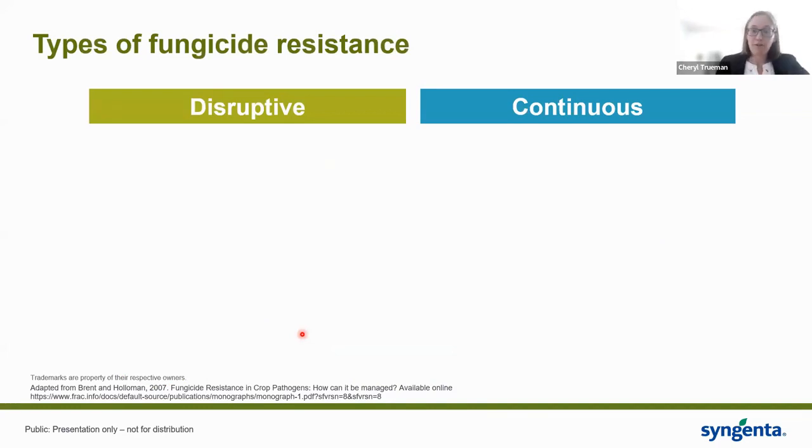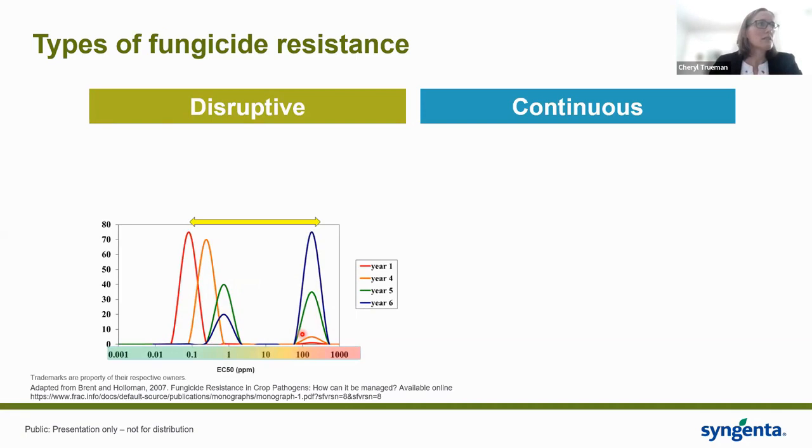There's also different types of fungicide resistance, okay? And we can categorize them as destructive or continuous. So with destructive resistance, I'll try and explain to you this graph. We have the sensitivity of the fungus down here, and then on the vertical axis is the frequency of individuals. Okay, so the higher, the more, this means most of the population here, and this red line is in this green zone, so in the sensitive zone, and this is in year 1.